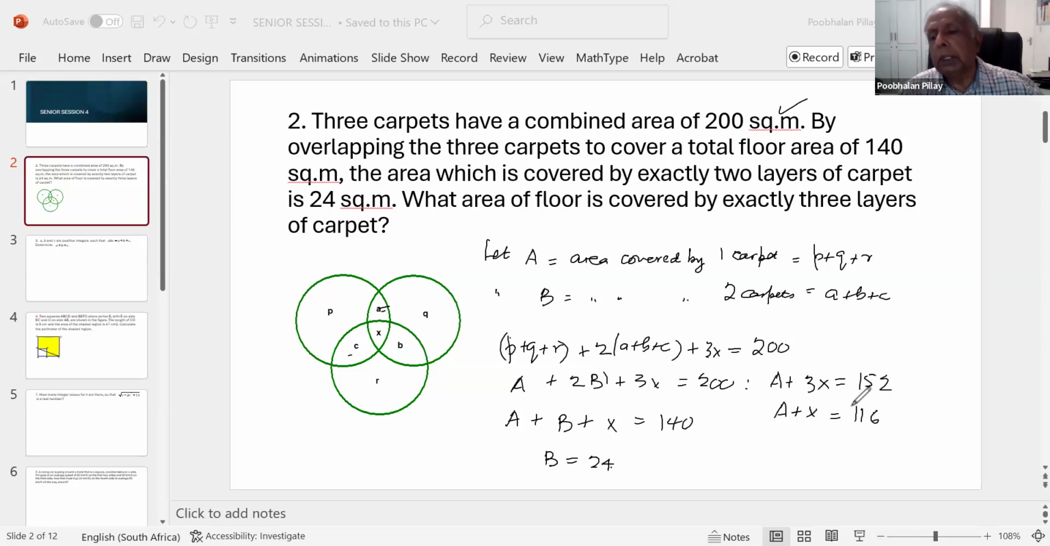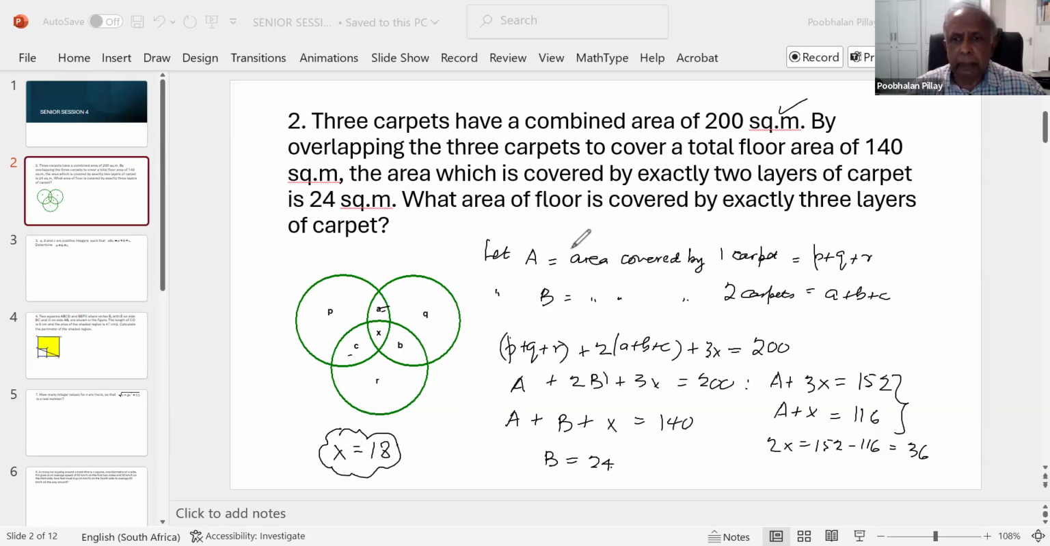And then now you've got 2 equations and 2 unknowns. You can solve for X, right, by eliminating A. And how do you eliminate A? You just simply subtract, because you've got A and A on both sides. 3x minus x is 2x. And when you subtract these two, you get 152 minus 116. And that is 36. So 2x is equal to 36. So finally, you have x is 18. And that is the area which is covered by exactly 3 layers of carpet.